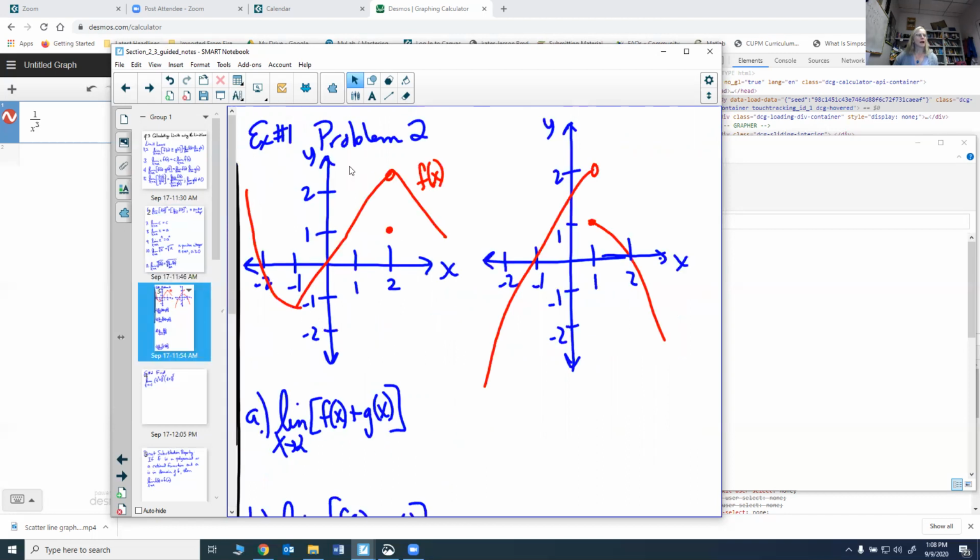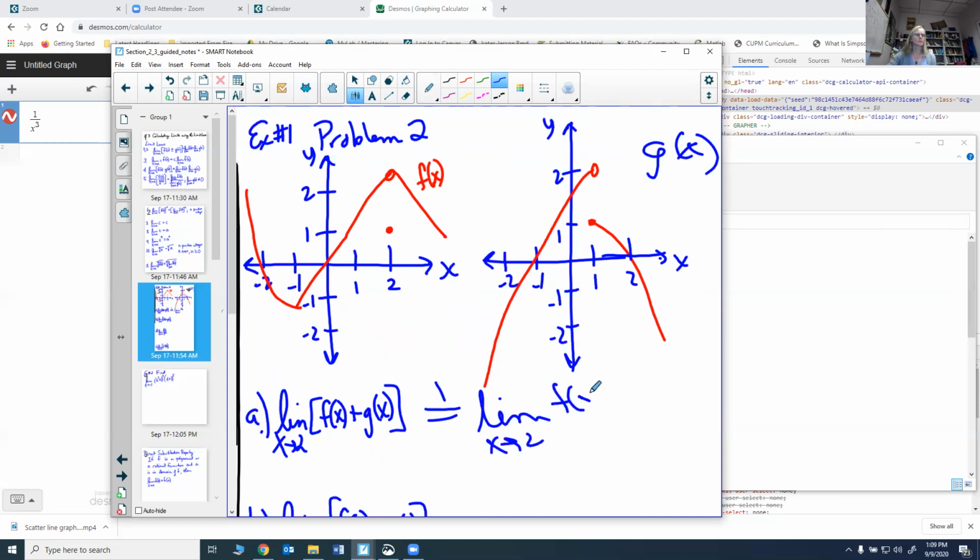This one is going to be using a graph to figure out what the limits are. We're still going to use the limit laws to do this. The first one is asking us to find the limit as x goes to 2 of f of x plus g of x. This is f of x, and this other function is g of x. Again, I'm going to use limit law 1, which says I can divide these into two different limits. So the limit as x goes to 2 of f of x plus the limit as x goes to 2 of g of x. So that's the limit law.